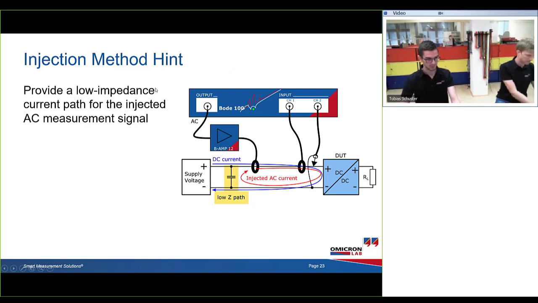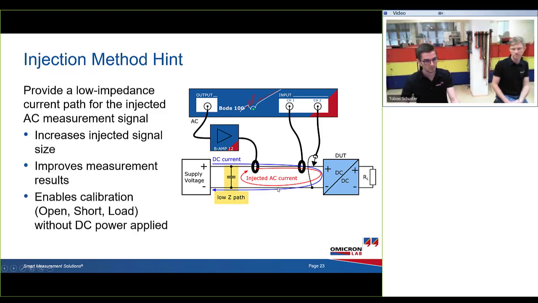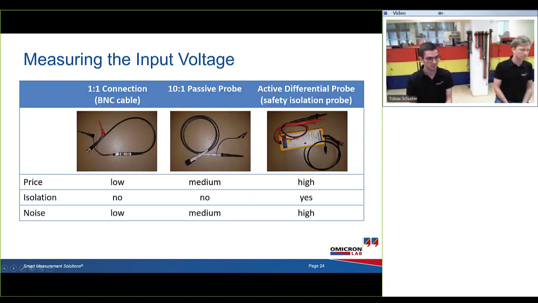Injection method hint: if you inject a signal, on the yellow, you can see there's an additional capacitor. This provides an additional low impedance path. The DC signal will flow to the power supply, which supplies the DC voltage and current, and this capacitor adds an additional path for the AC signal. So the advantage is that it increases the injected signal size. You don't have to flow through the power supply. This improves the result, with a better signal-to-noise ratio because the signal is bigger. And this will also enable you to do an open short load calibration because you do not need the power supply.